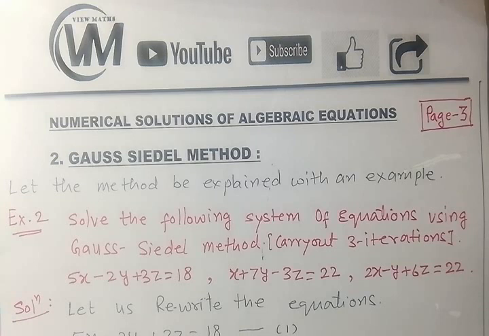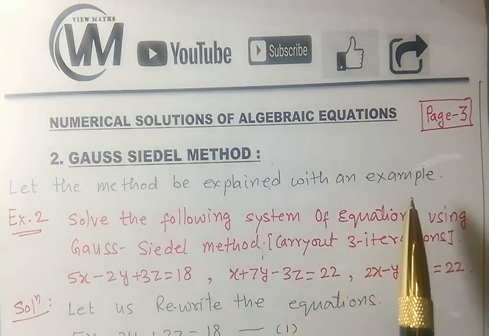Numerical solutions of algebraic equations. The second method is the Gauss Seidel method. Let this method also be explained with the help of an example.